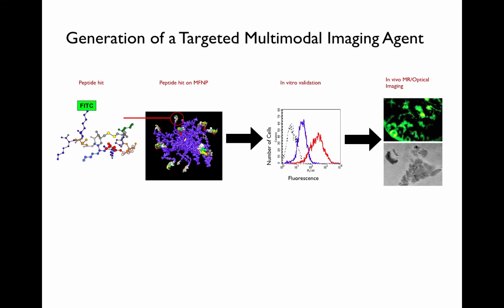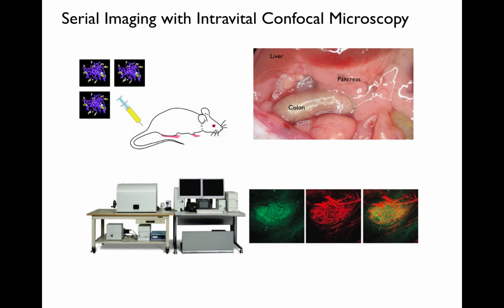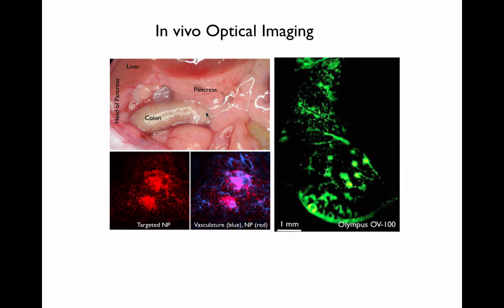So we took our peptide hit, conjugated it to the nanoparticle, did in vitro validation, and then did in vivo optical and then MR. So here again is this confocal microscopy. These animals are living. So here's the pancreas of this animal. These are the targeted nanoparticles.